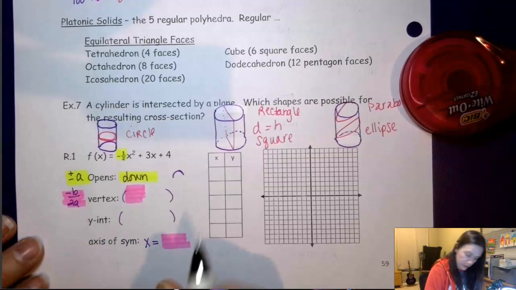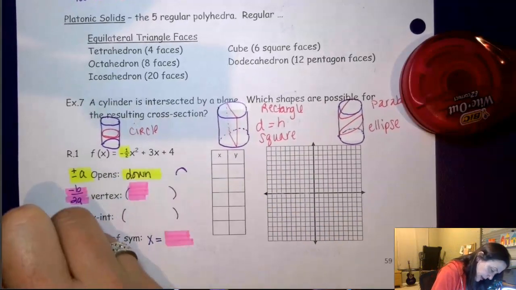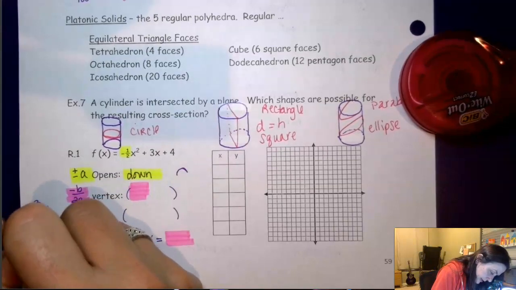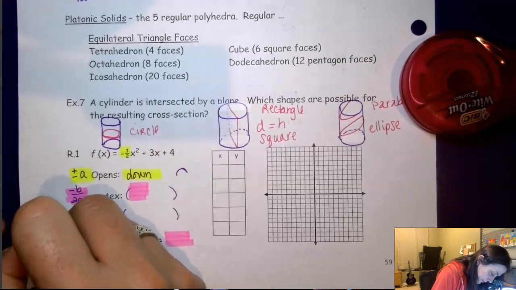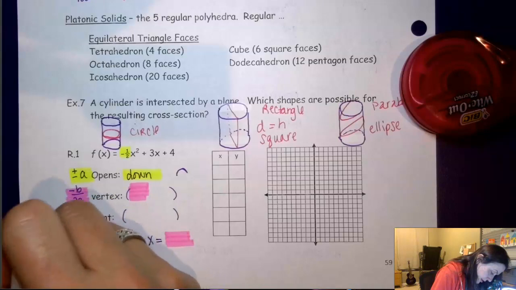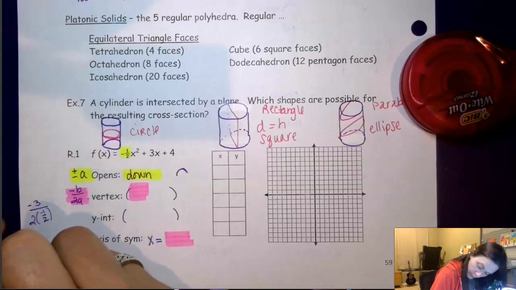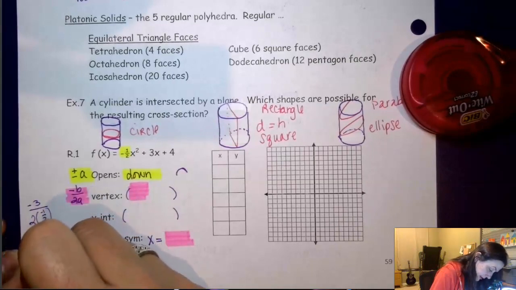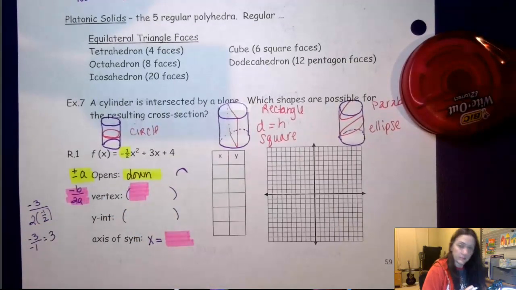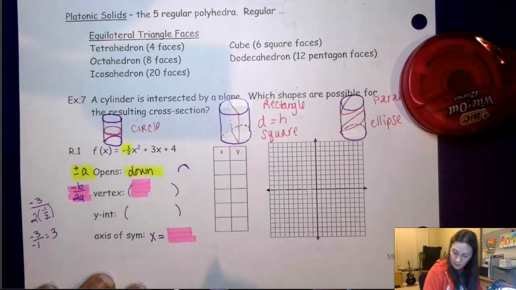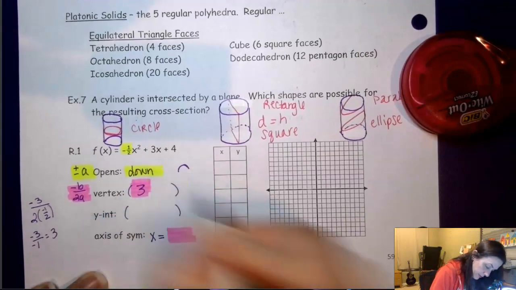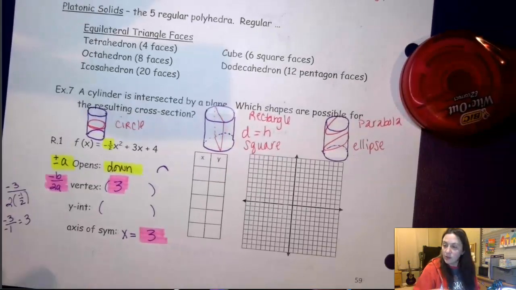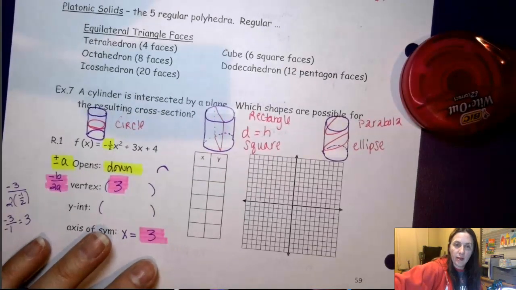Negative b over 2a, let's see this, negative b would be negative 3 over 2 times negative 1/2. This is going to be 1. I get negative 3 over negative 1, which is going to give me a positive 3. My x-coordinate of the vertex is going to be a positive 3, and my axis of symmetry, x is equal to 3. Which means I can go right now and draw that line.